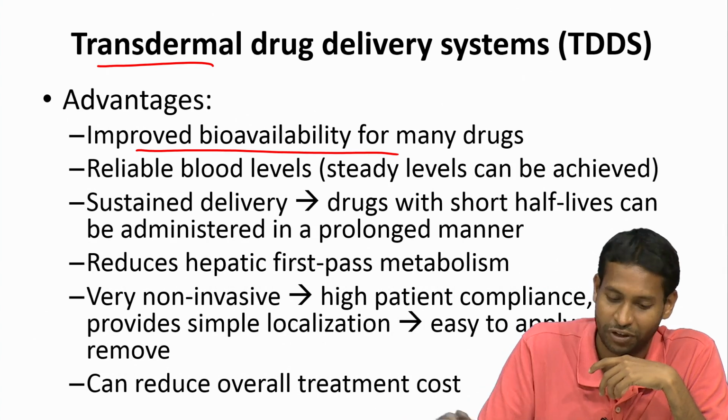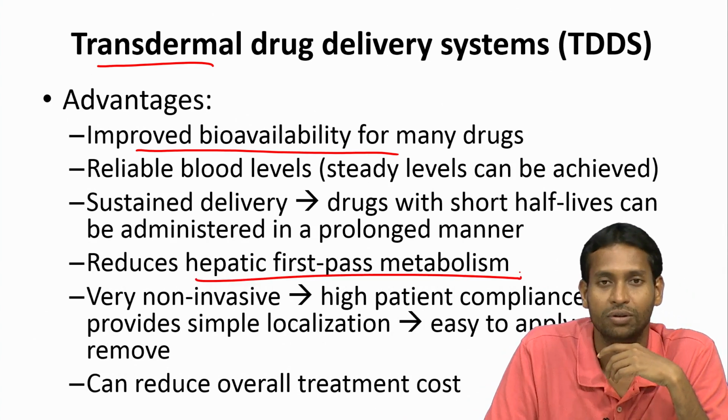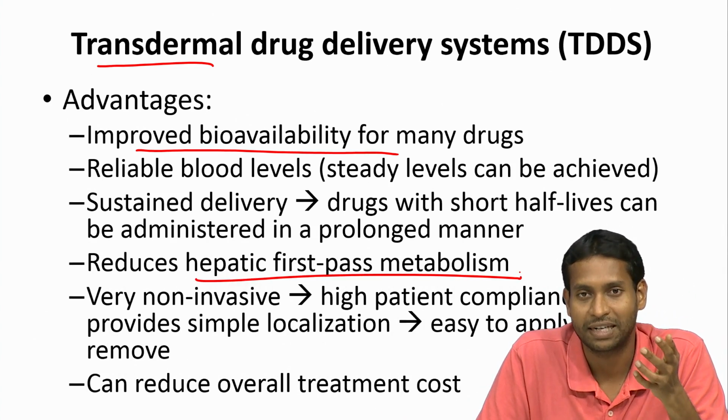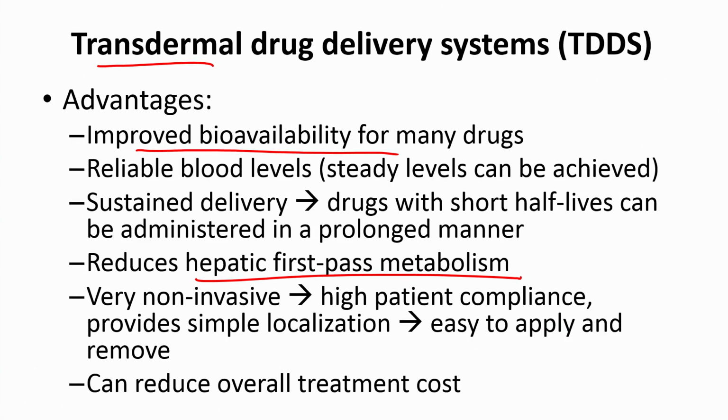Again, there is no first pass metabolism that the drug will have to go through. So, that is an advantage, unlike the oral route. Similar to subcutaneous and intramuscular, you do not have to go through the liver in the very first go. So, these drugs have a chance to interact with various targets before they reach systemic circulation and go through the liver.